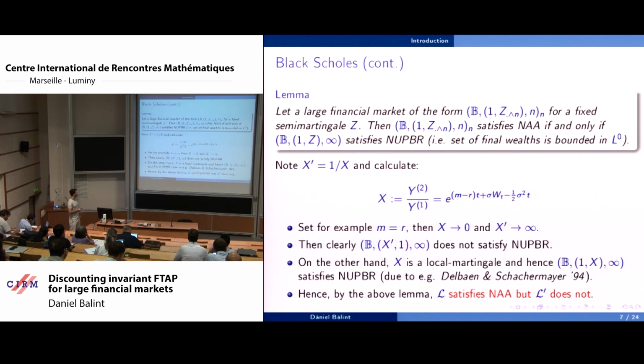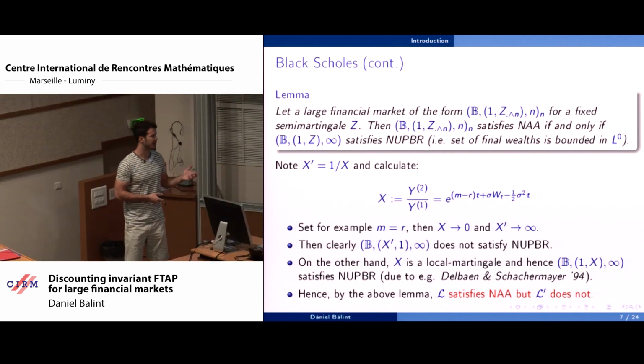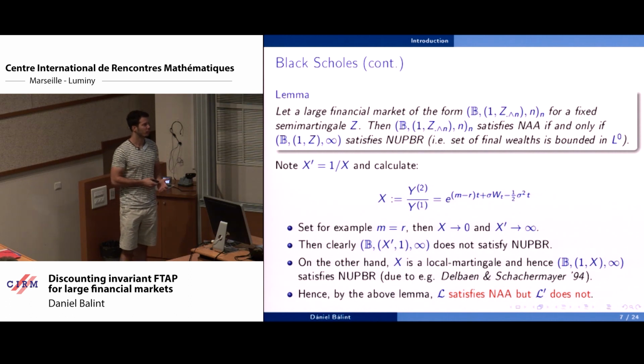So if we have this small result, then we can observe that the dynamics, so the asset price process in the first large market, if for example we take M equal R, it goes to 0, and asset price process in the second market, it goes to infinity. So then it's easy to see that the first small market cannot satisfy NUPBR, and the second one satisfies NUPBR indeed by, for example, the classical result of Ansel and Stricker. So then we conclude, due to this simple lemma as above, that our first large market satisfies NAA, and the second one, L prime, does not, which we didn't expect.